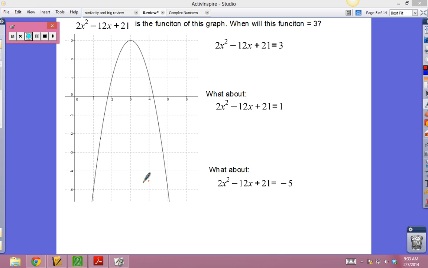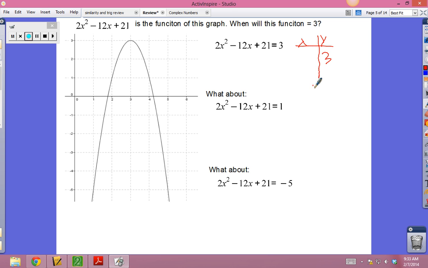Alright, now if you're looking at a picture, so this function right here, 2x squared minus 12x plus 21, it's a quadratic function, and here is its graph. So if the question is, when is this graph going to give you a 3? Or when will 2x squared minus 12x plus 21 equal a 3? So it's easy to tell if you're looking at a graph. They are asking you, when is the y going to be 3?